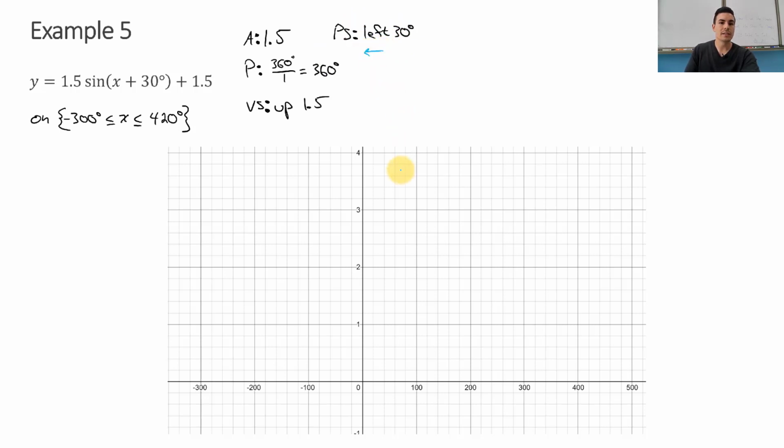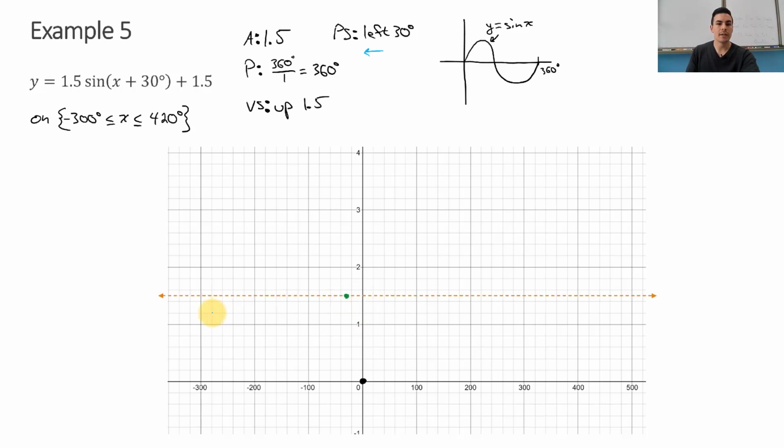So again, what does sine of x look like? The parent function looks something like this with our period at 360 degrees. We've got our starting point here at the origin. However, that starting point is going to move up 1.5 units and over 30 degrees. See how this has moved up 1.5 units and over 30 degrees. Now we're starting right here. So my midline now is going to be right there. We have just shifted our midline up 1.5 units.